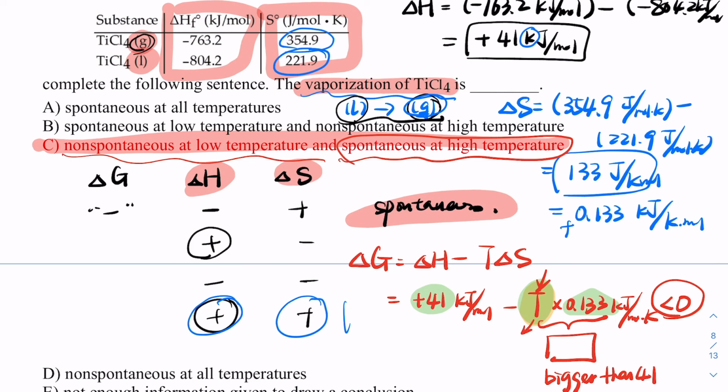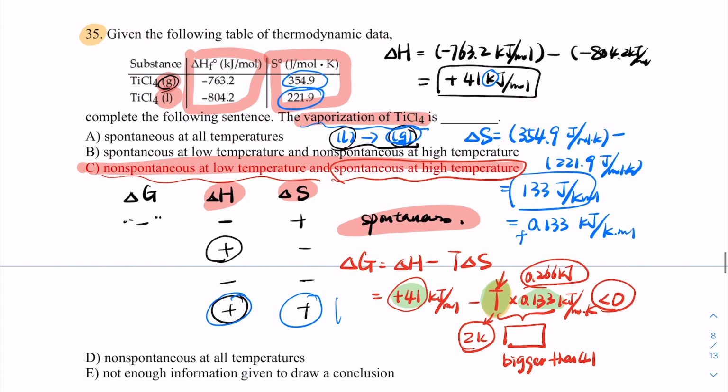Say it's a very low temperature, like 2 K. I'm just making things up. When you multiply, that's 0.266 kilojoule, way smaller than 41. So it's non-spontaneous, because 41 minus 0.266 is way bigger than 0. This is how you can use the information, but this is not really a calculation question. It's a conceptual question, and this is how you approach this type of question. Hopefully this is helpful, and thank you for listening.